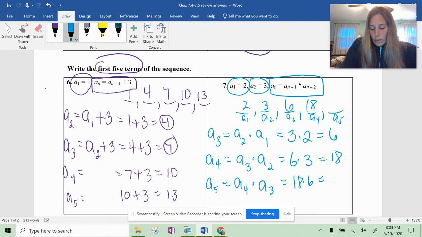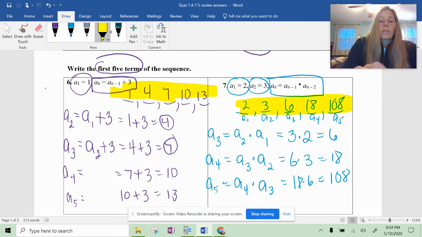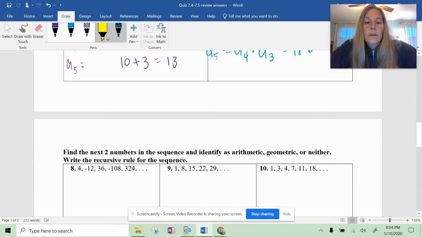And I am going to get 108. So the first 5 terms of the sequence would be these 5 right here. All right. Okay, so moving along.